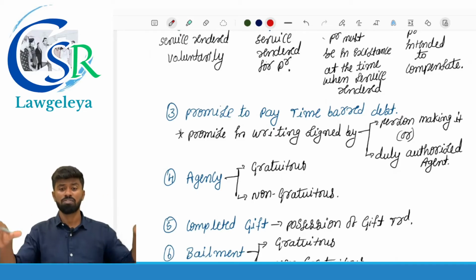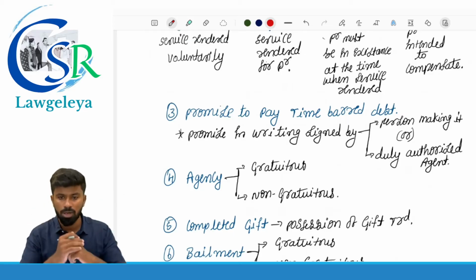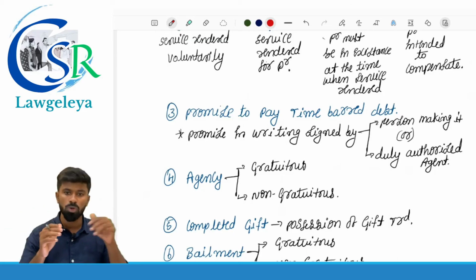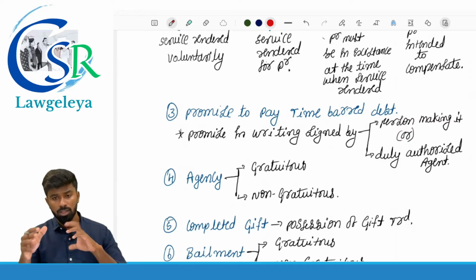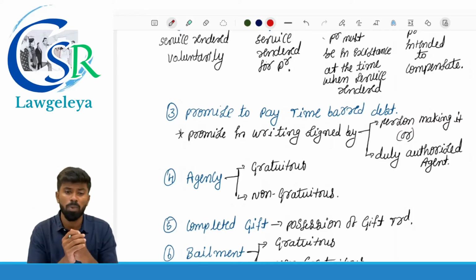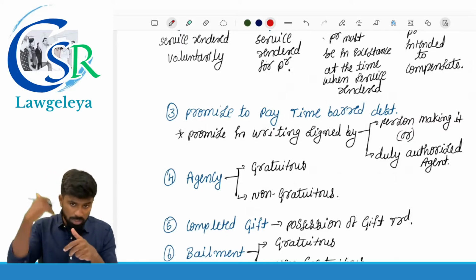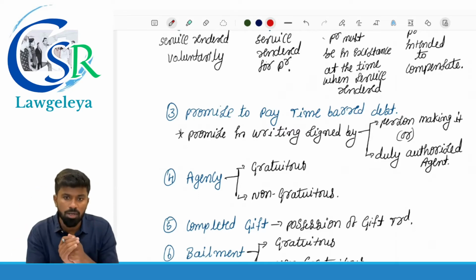If the case is not filed within 3 years, it becomes what debt? Time bar debt. Is it recoverable now? No. In the court of law, it is not recoverable. But however, if the person who is liable to pay the debt, that is the time bar debt, makes a new contract and he promises to pay the time bar debt, is it valid?